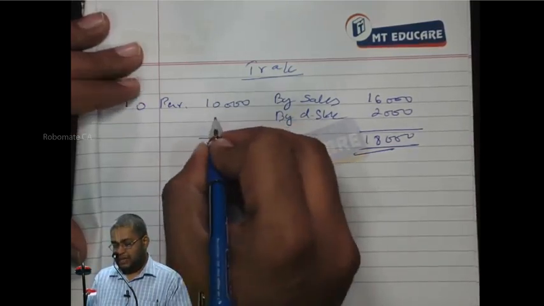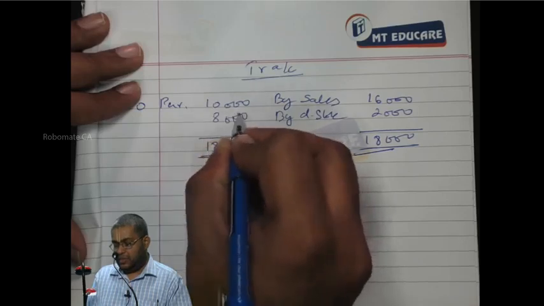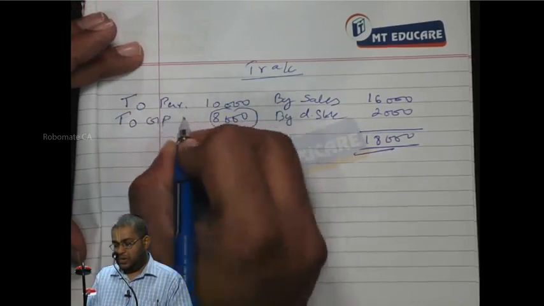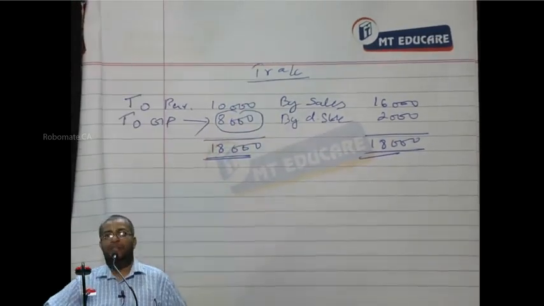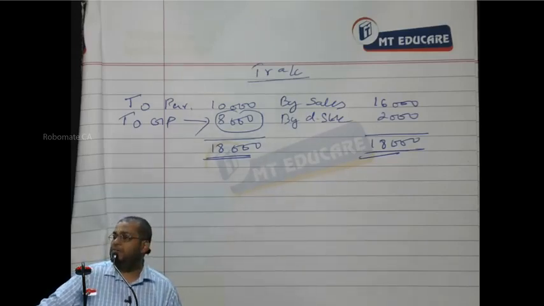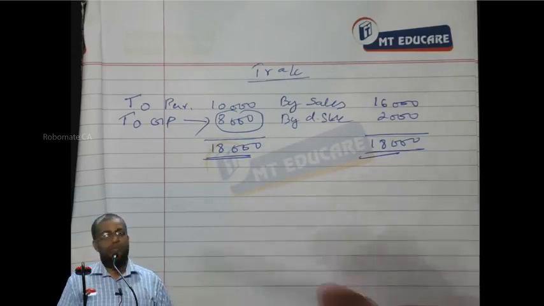Okay. What do we have here? 8,000. What is 8,000? Profit. Also called gross profit. To gross profit 8,000. Are you following or not? Write down. Notes.